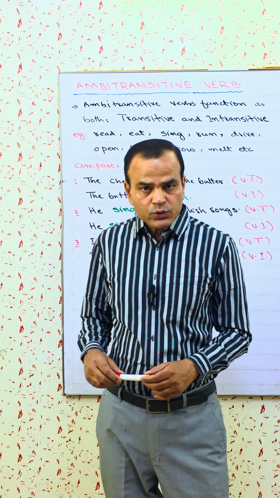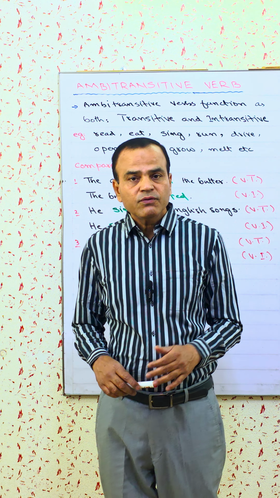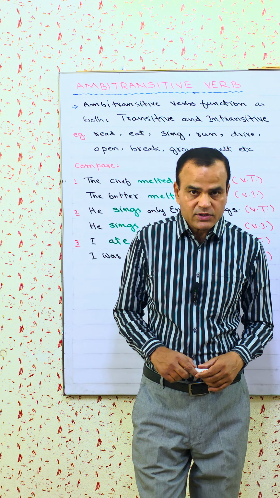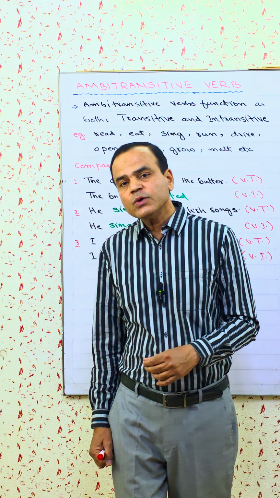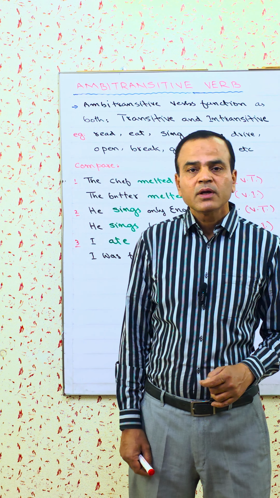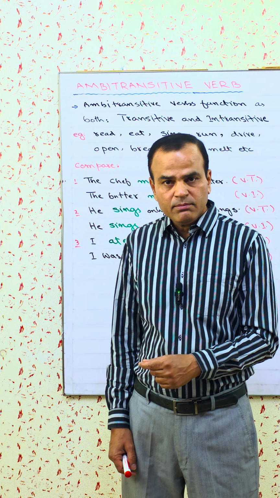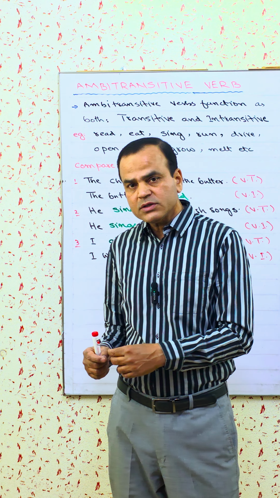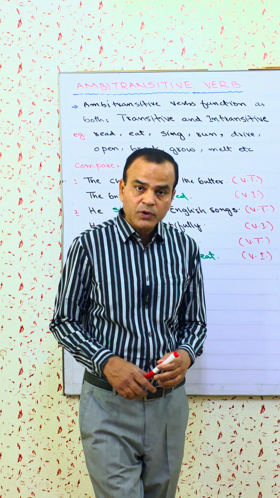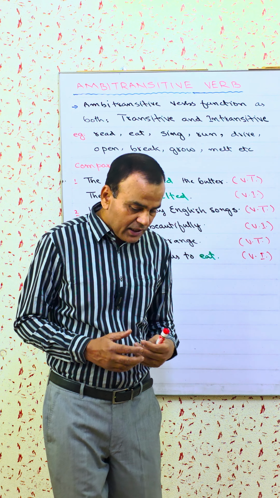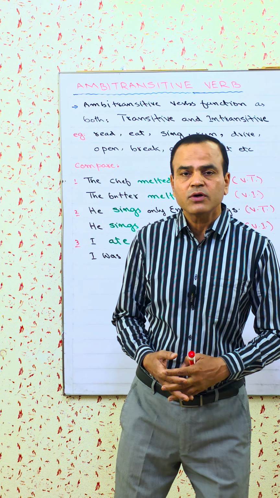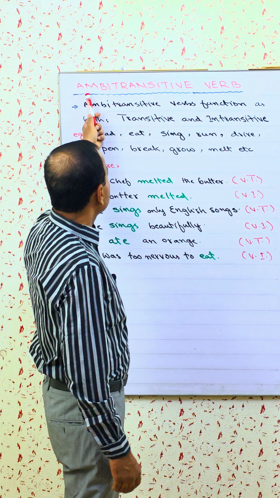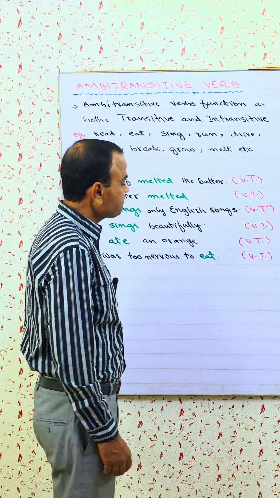But there is also a group of verbs which can be used as transitive and also as intransitive, and we can determine whether they are transitive or intransitive from the context. So the verbs that can be used as transitive and intransitive, we call them ambitransitive verbs.